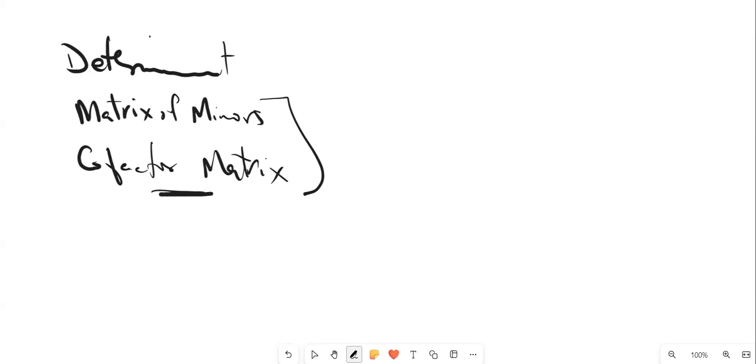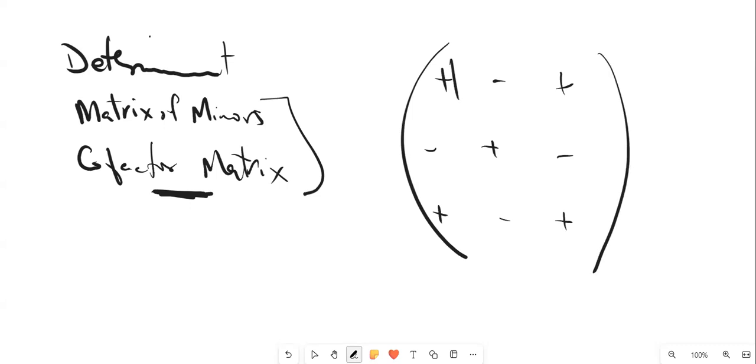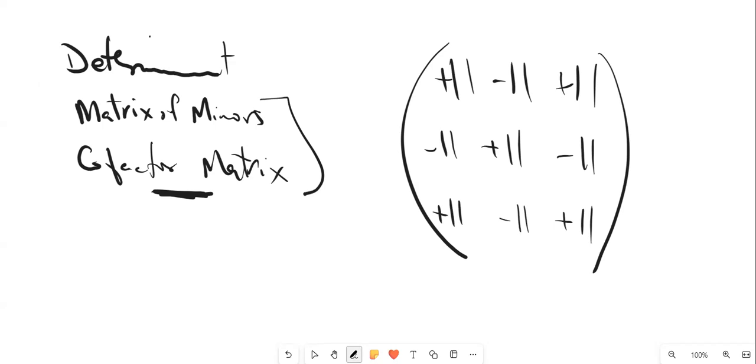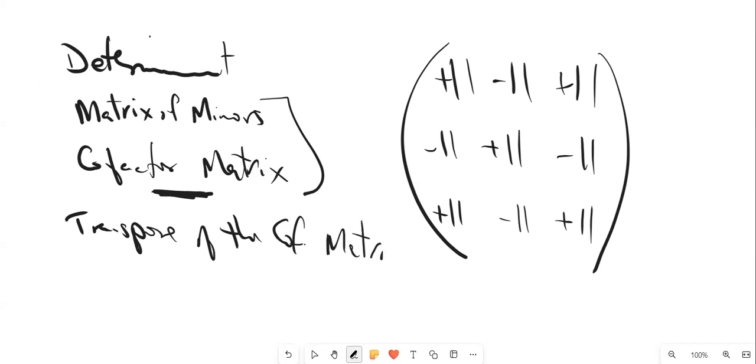You use the convention plus minus plus, minus plus minus, plus minus plus, and here you put all the cofactors. You can do them in one. Don't do them in pieces, it takes longer. And then lastly, you have to find the transpose of the cofactor matrix, and that is equal to the adjoint matrix. The transpose of the cofactor matrix is the adjoint.